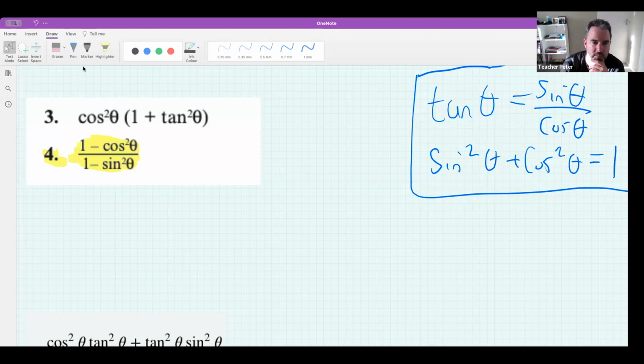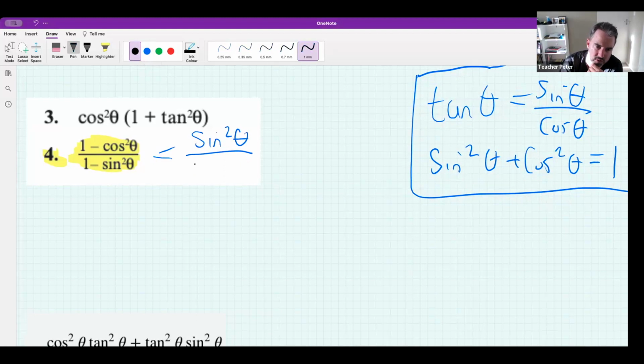This is reminding me of that squared identity again. So 1 minus cos squared theta should actually be sine squared theta. Now the question is, what goes at the bottom here in the black box? Let me know, what do you think goes in that black box?